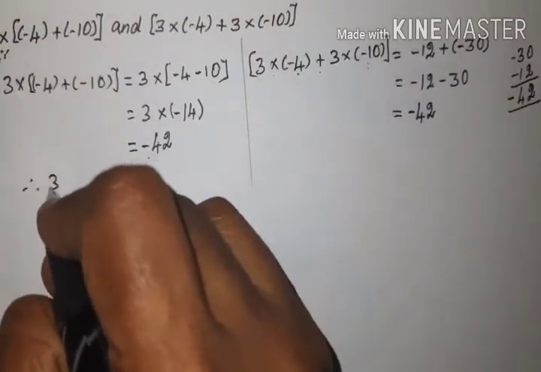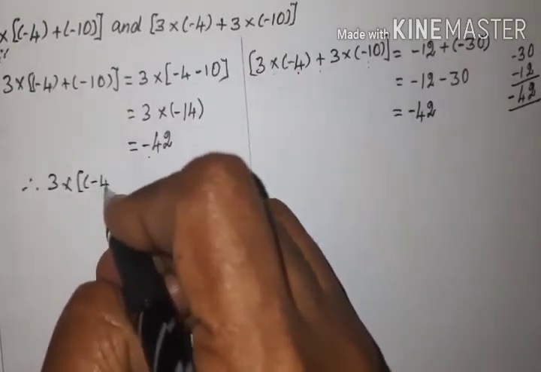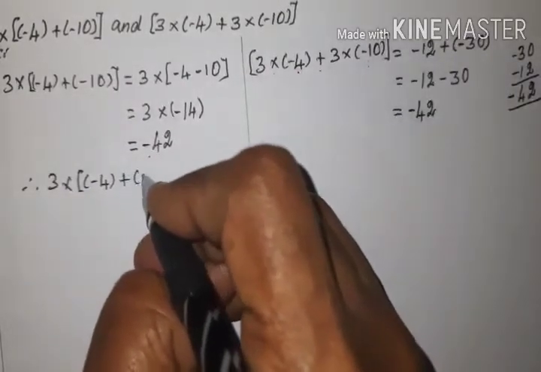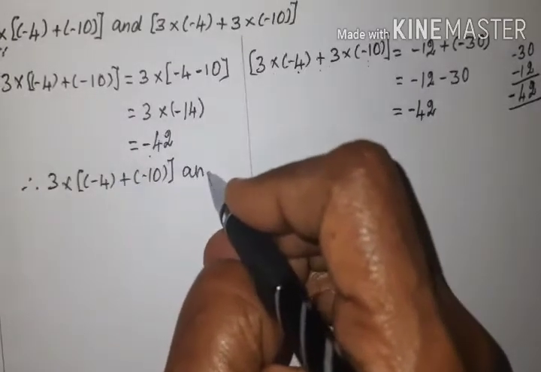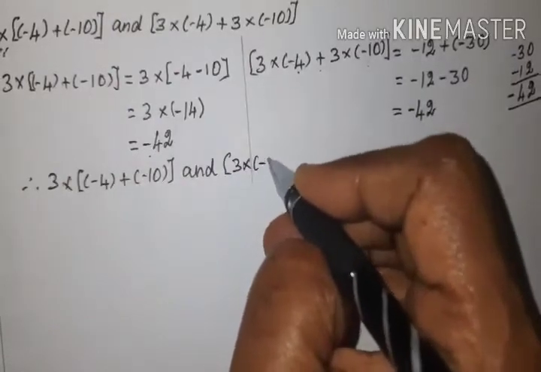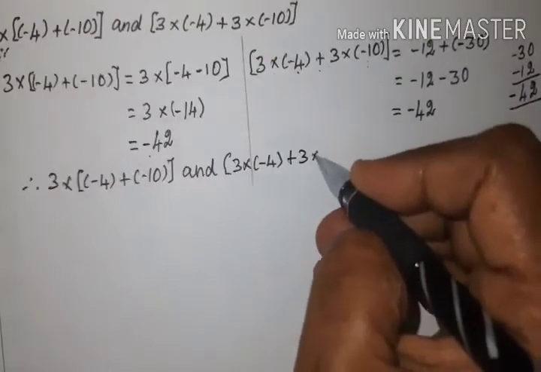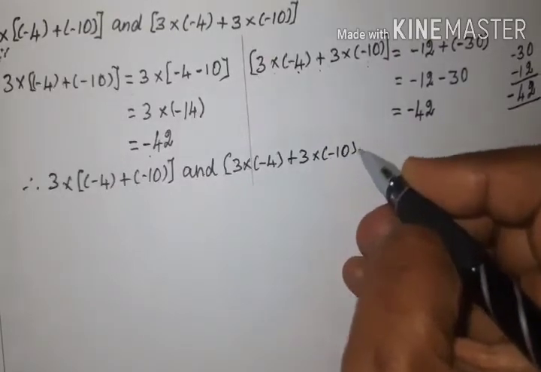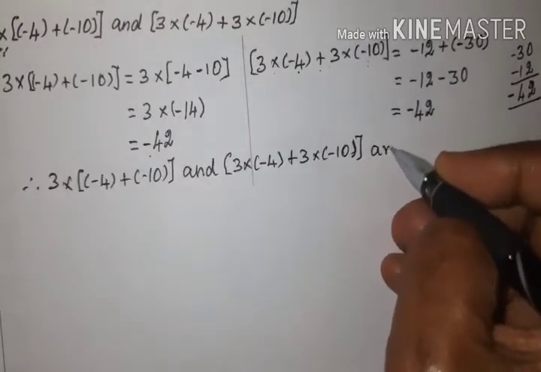Therefore, 3 into minus 4 plus minus 10 and 3 into minus 4 plus 3 into minus 10 are equal.